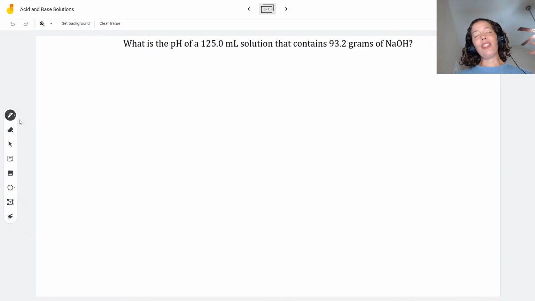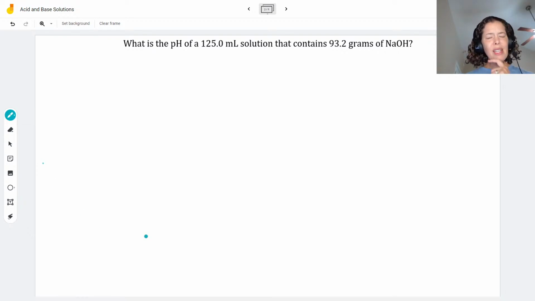Just like I try to always do, I try to always start with a simple and easier problem. So this question is, what is the pH of a 125 milliliter solution that contains 93.2 grams of sodium hydroxide? So this is your very classic. We've got a strong base in solution, and we just want to know the pH of that solution. So let's go ahead and start work on this one.